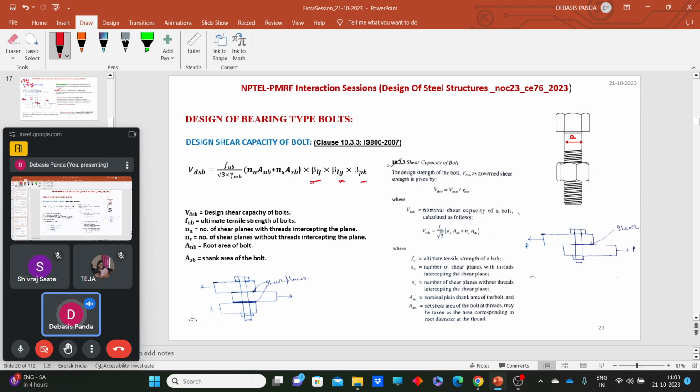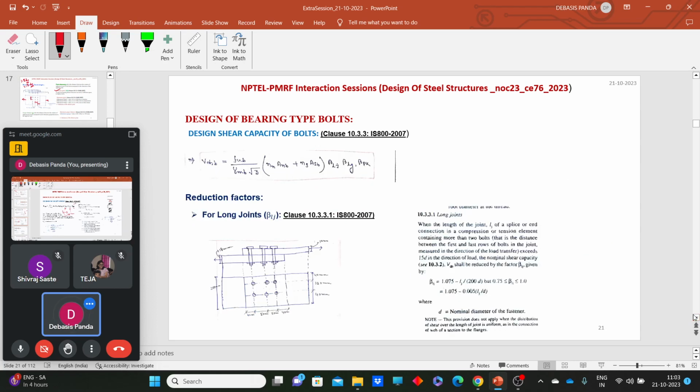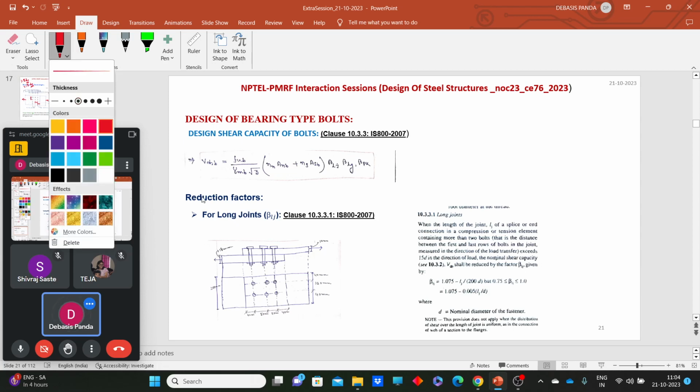So beta Lj is the correction factor for long joints, this one is for large grip, and this is for packing plates. Let's quickly go through them. First, the correction factor regarding long joints. The question was asking what the value of the correction factor for these long joints should be.